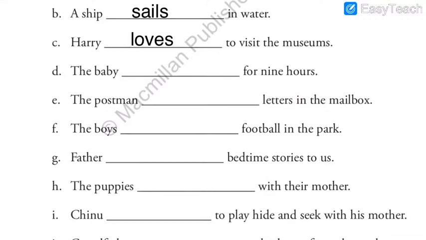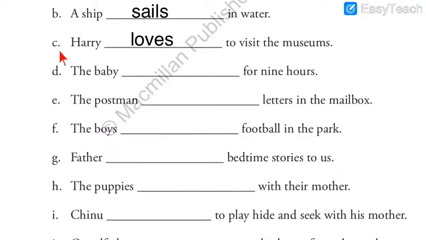So the next question is, "The baby dash for 9 hours." The baby means baby boy, baby girl, small children, when they are just born we call them baby, right? So the baby dash for 9 hours. What do they do most of the time? Play for 9 hours? Yes, it could also be the answer. Sleep for 9 hours? Yes, that is again a better answer. So this way you have to think again and again. You can put any answer which fits best grammatically, and it should sound nice when you speak the sentence.